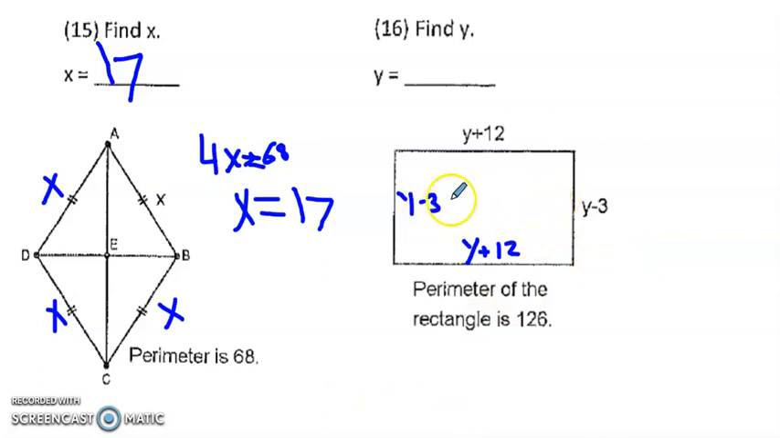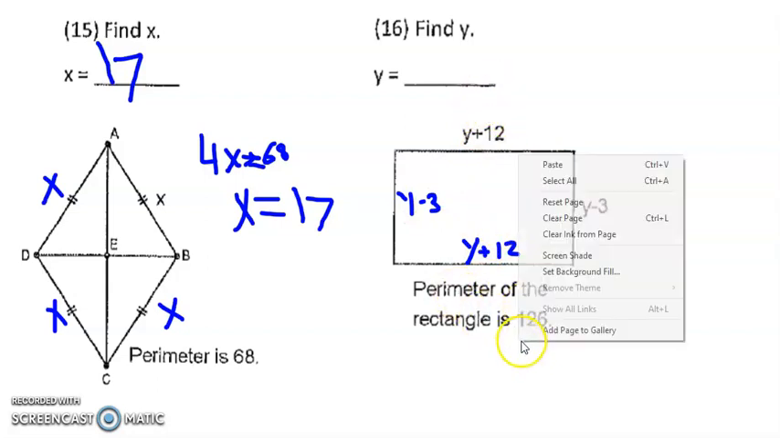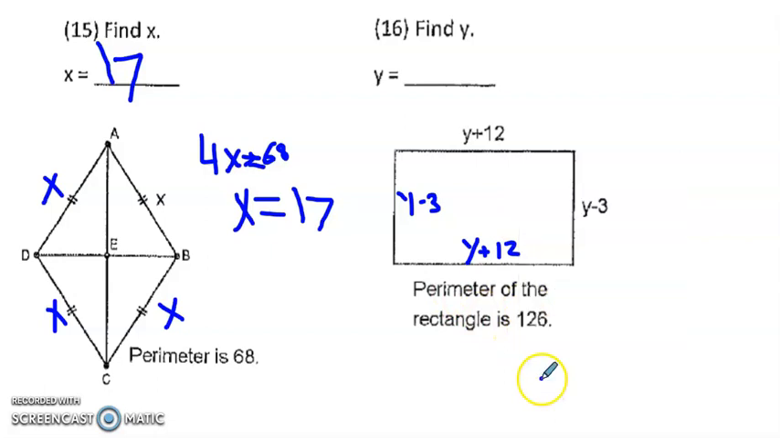Based on our toolkit, the opposite sides of a rectangle are equal. So I marked this side as y minus 3 because this one is, and the bottom marked y plus 12 because, again, opposite sides are equal. The perimeter is 126, so I'm going to set up an equation equal to 126.